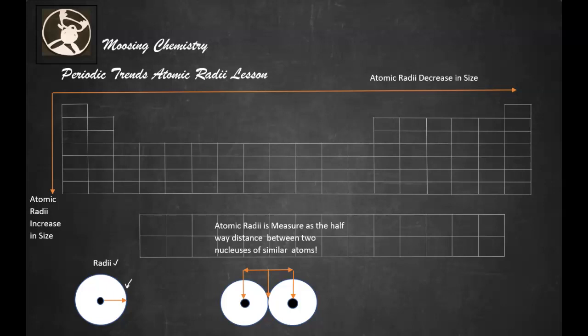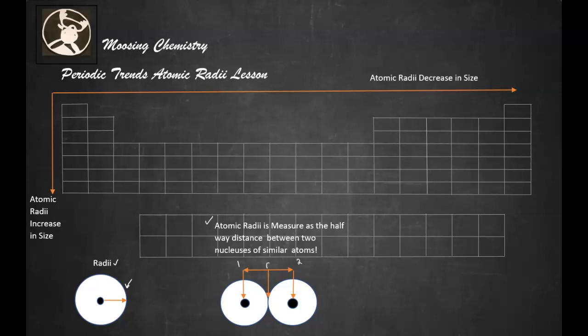So what they did was they took the atomic radii as a measure of the halfway distance between two nuclei of similar atoms. This is how we decided that we were going to do it. They took atom one here, and they took atom two here. Then they measured the distance from nucleus to nucleus, and they split it halfway, and they call this the radii. Okay, so that's where the radii is.